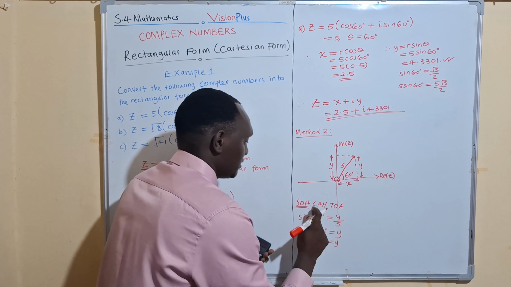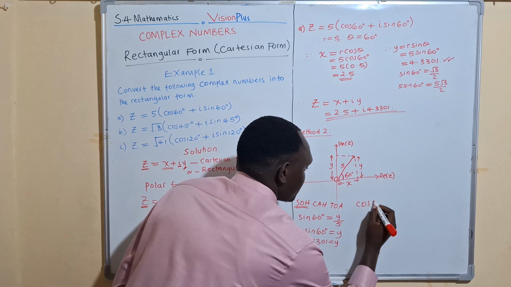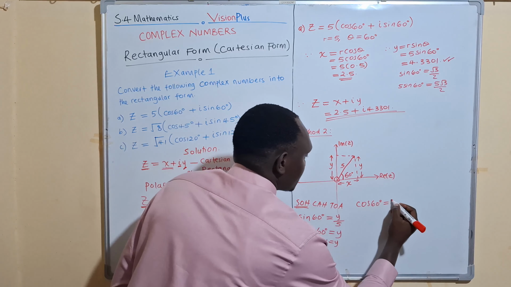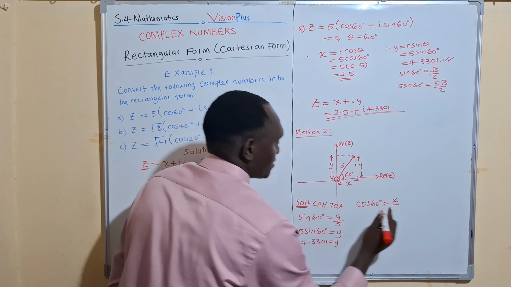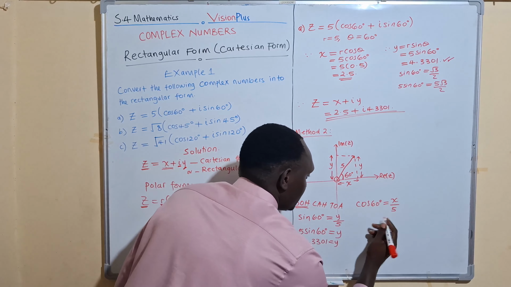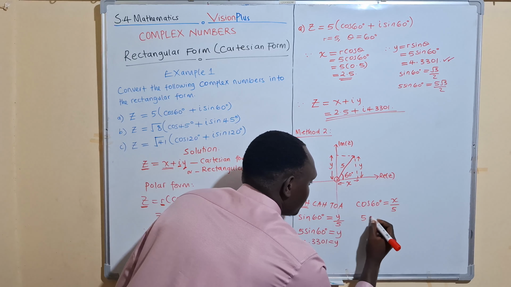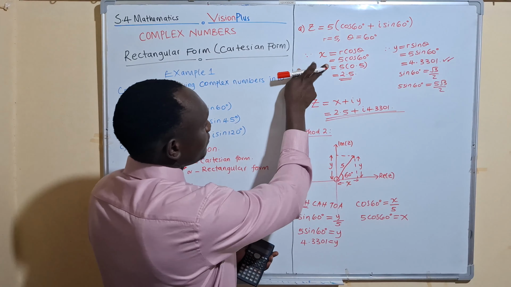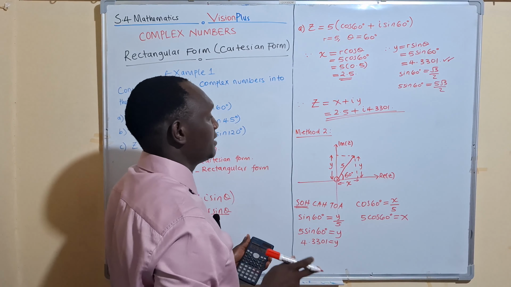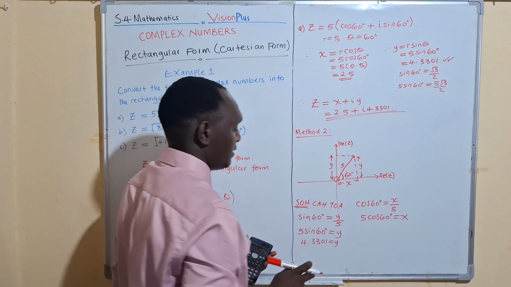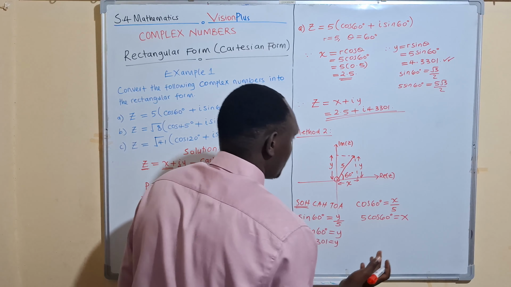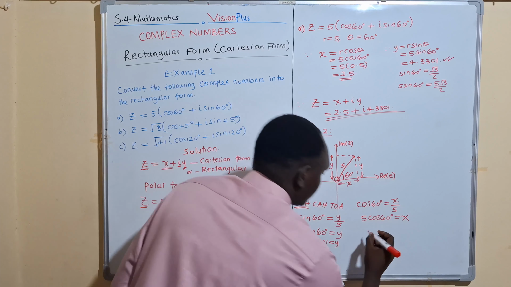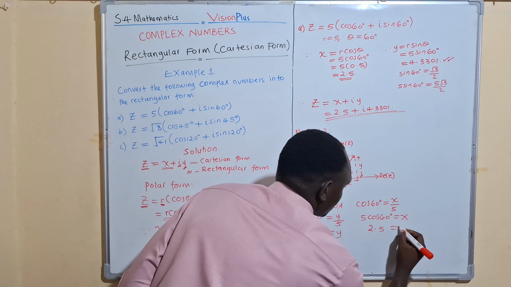Let me apply cosine. So that we say cosine of 60 degrees becomes, cosine is adjacent, which is x, out of hypotenuse, which is 5. Then we cross multiply. This gives us 5 cosine of 60 degrees becomes x, which is here. x is 5 cosine of 60 degrees. And then after this, you press the calculator. 5 cos of 60, 2.5. So 2.5 equals x.